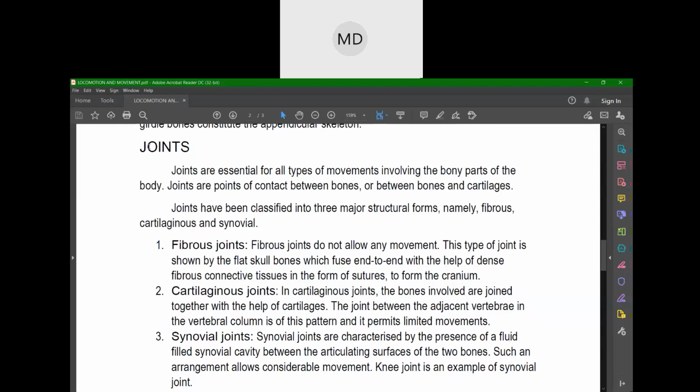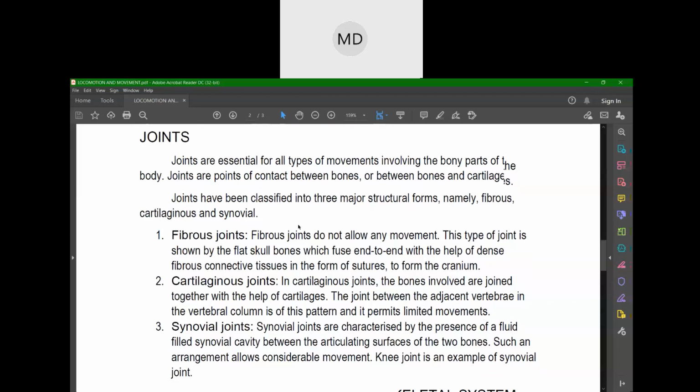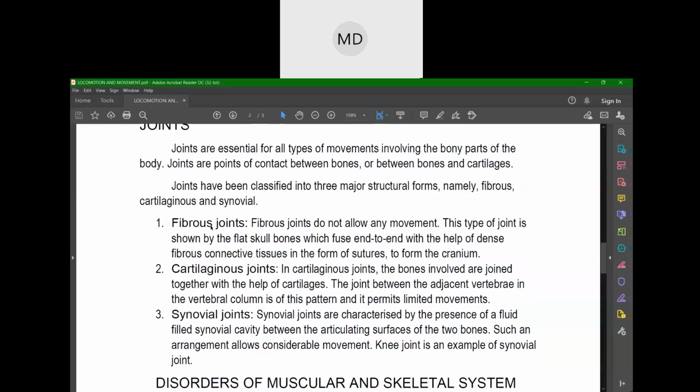Now what are joints? All of you know, a joint is a point of contact of two bones, where they come and join. This is the definition of a joint. You have to memorize this. Now coming to the types of joints. There are three types of joints: one is the fibrous joint, one is the cartilaginous joint, and one is the synovial joint.